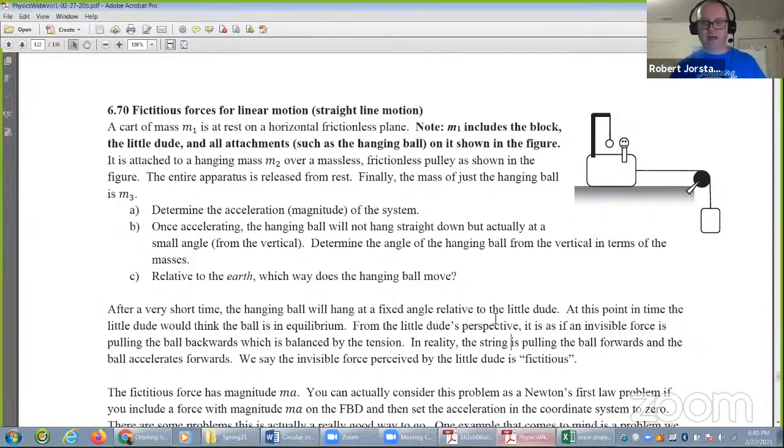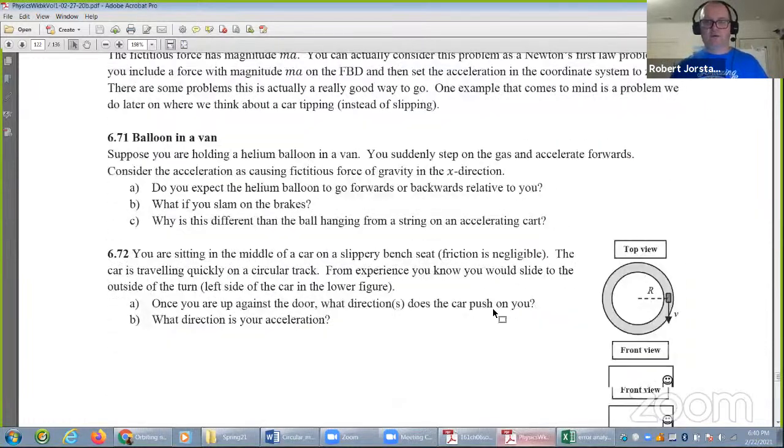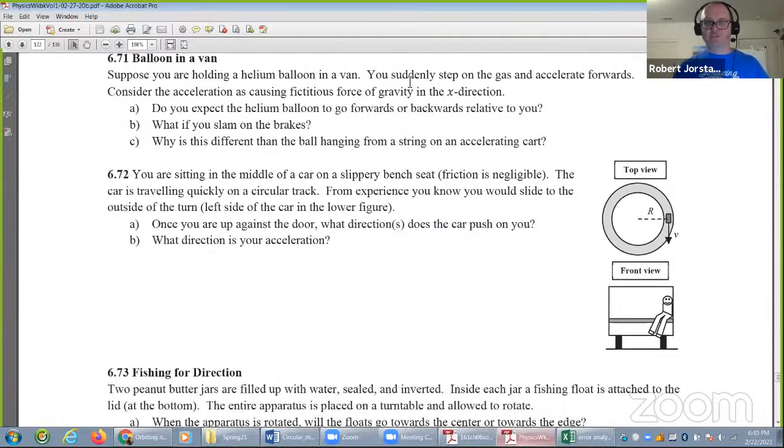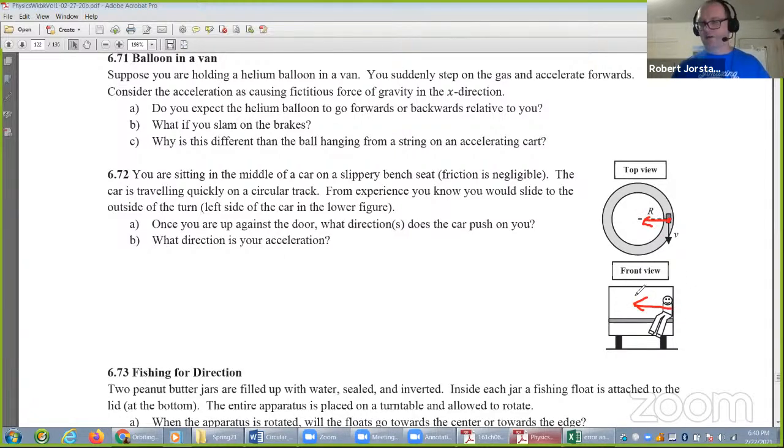The same thing applies in a car, right? You feel like you're pushed to the outside. You are not pushed to the outside. If you're sitting in this car going in a circle, the car is pushing you towards the center, right? There's clearly a normal force towards the center, or a frictional force or something. Let's assume there's a frictionless seat. Okay, friction's negative. There's a normal force from the wall of the car here.